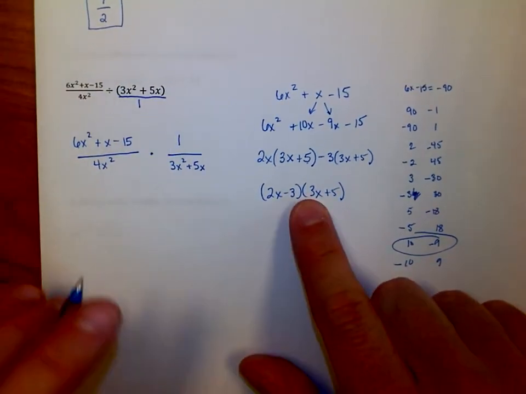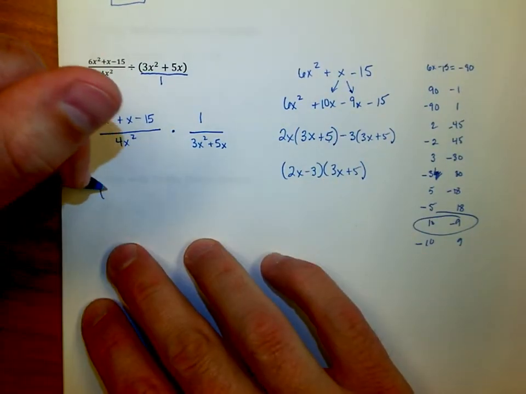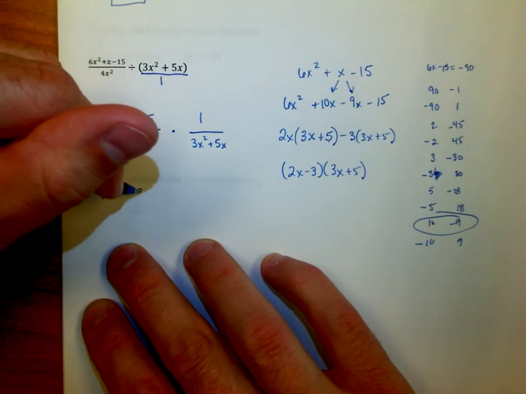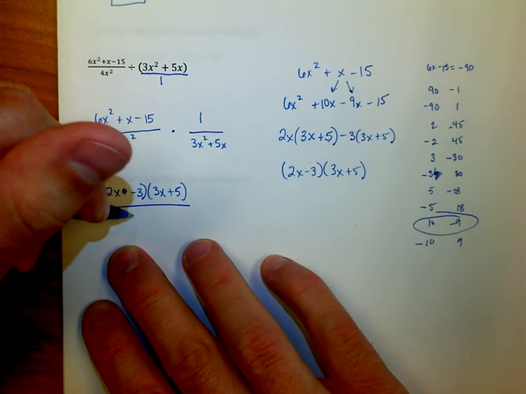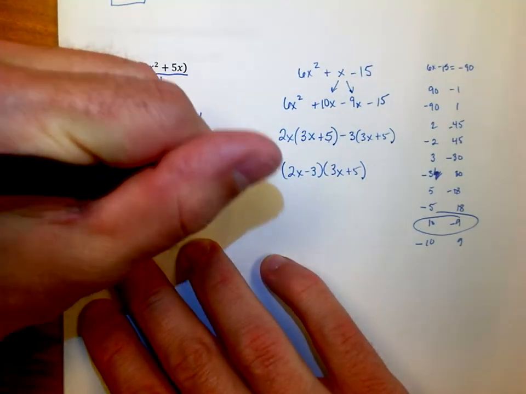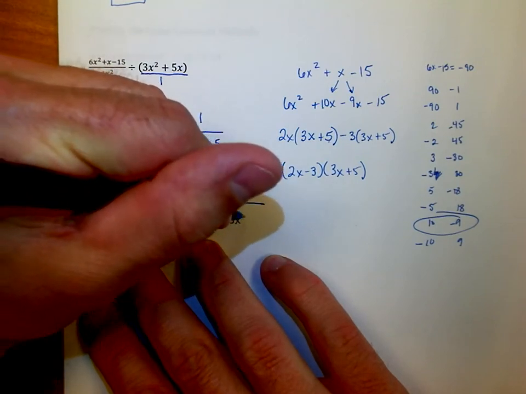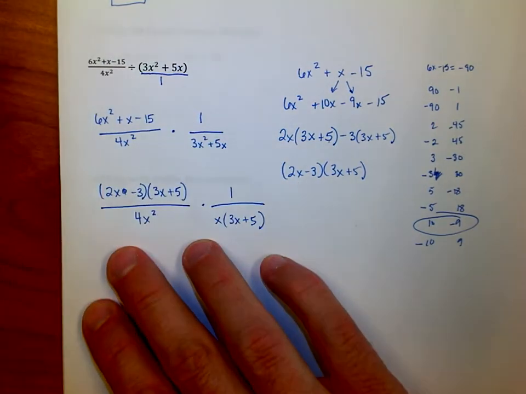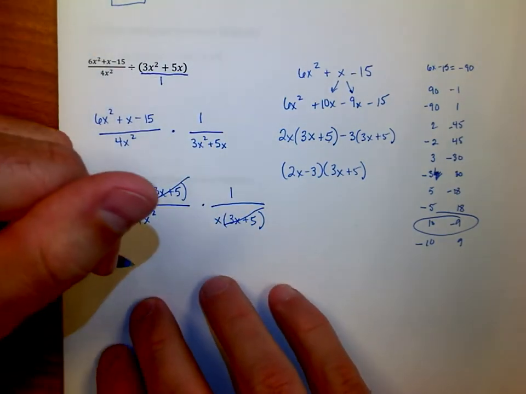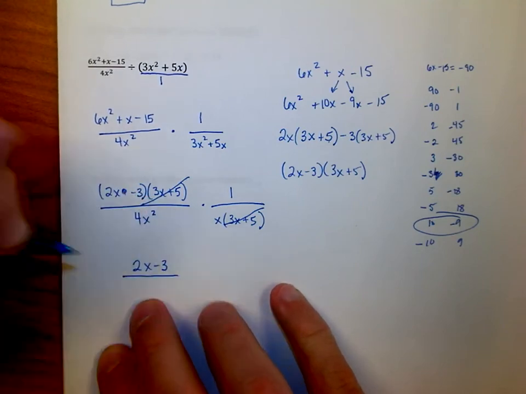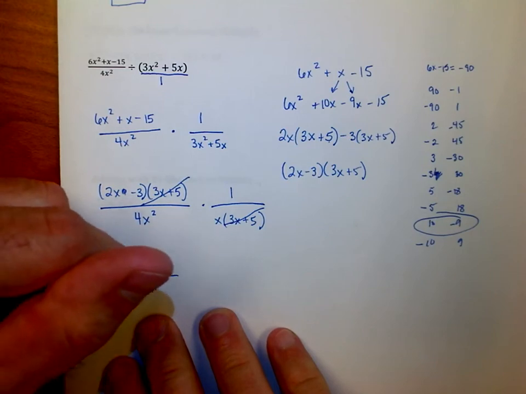Let's go back and insert this in for the 6x squared plus x minus 15. So, top left is 2x minus 3 times 3x plus 5. Bottom left is 4x squared. Top right is 1. The bottom looks like I can pull an x out, and if I do that, I'm left with a 3x plus 5, conveniently. So now I look at this and I say the 3x plus 5s will go away. I'm left with 2x minus 3 on the top, and I have 4x squared times another x on the bottom, which is 4x cubed.